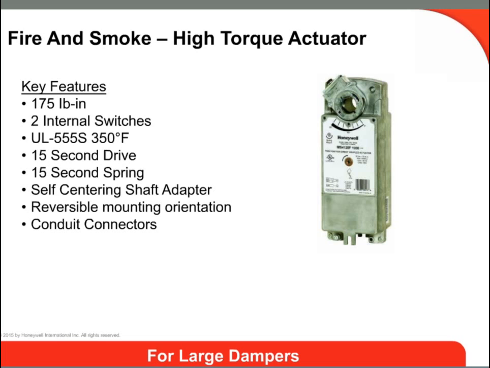The self-centering shaft adapter fits onto 1/2 to 1 inch round shafts and 1/2 to 3/4 inch square shafts, and it centers and tightens onto the shaft easily with one nut. The actuator has 1 meter long high-temperature lead wires and 2 integral conduit connectors. And just like the smaller actuators, each model can be used for clockwise and counterclockwise spring return. Just flip the actuator over for reverse action.